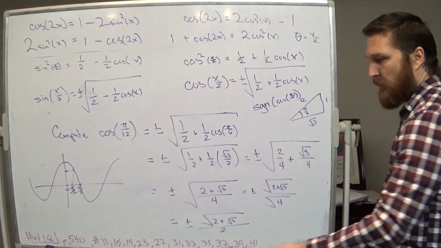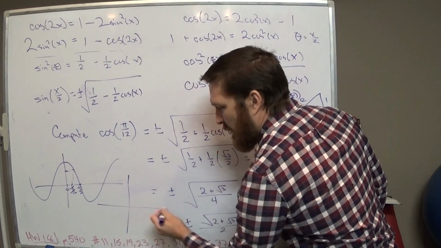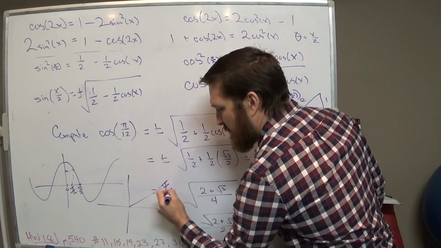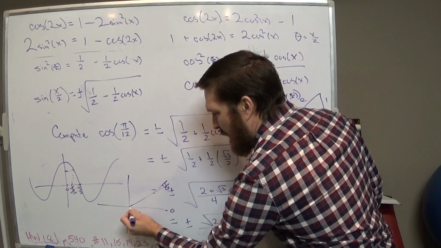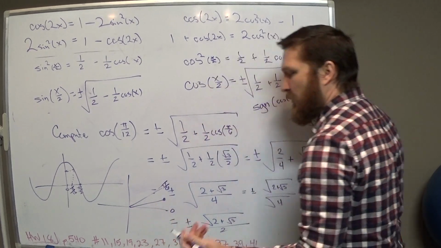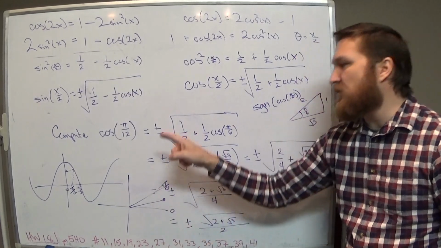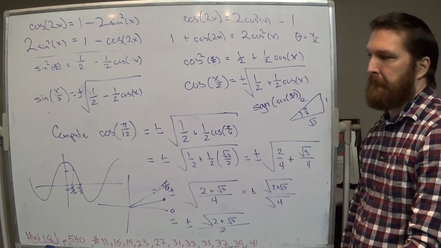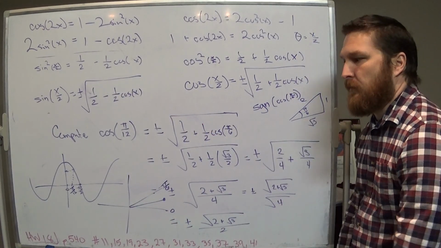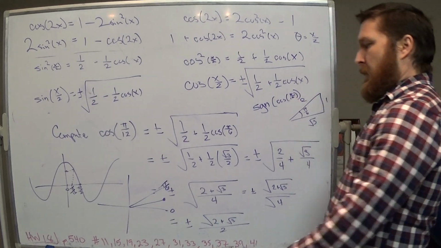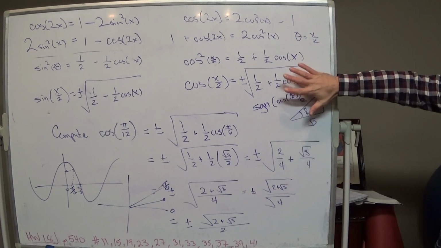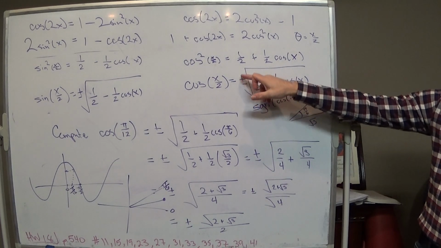Another thing you could do is look at the unit circle and say, well, if this is pi over 6 and this is 0, pi over 12 is somewhere between them. Cosine corresponds to the x value. The x value is positive there, so I'm going to take the positive one. And so on and so forth. So that's what I mean by that.